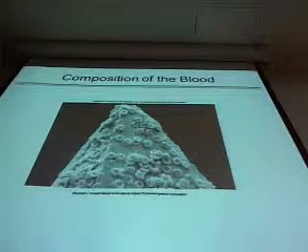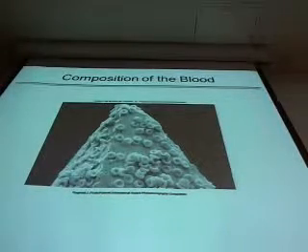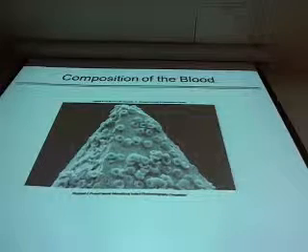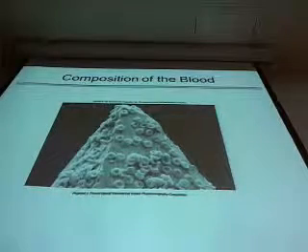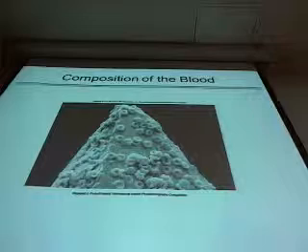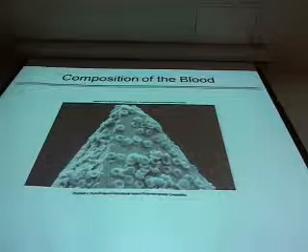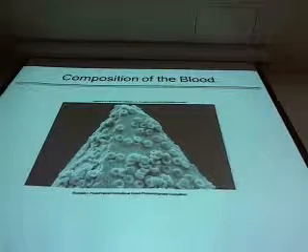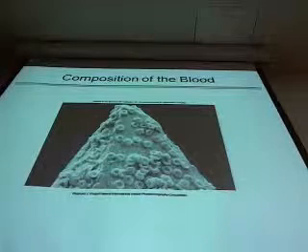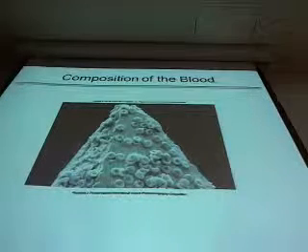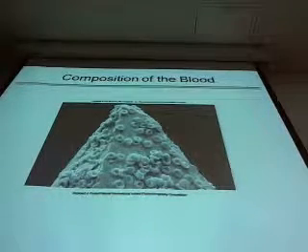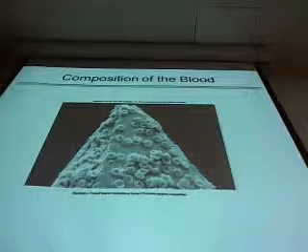These are red cells. Now, notice they're biconcave discs. When they get into the capillaries, they change shape a little bit. They have to bend sometimes to get through the capillaries. And by being biconcave, they have a lot more surface area. A lot more surface area aids in diffusion.